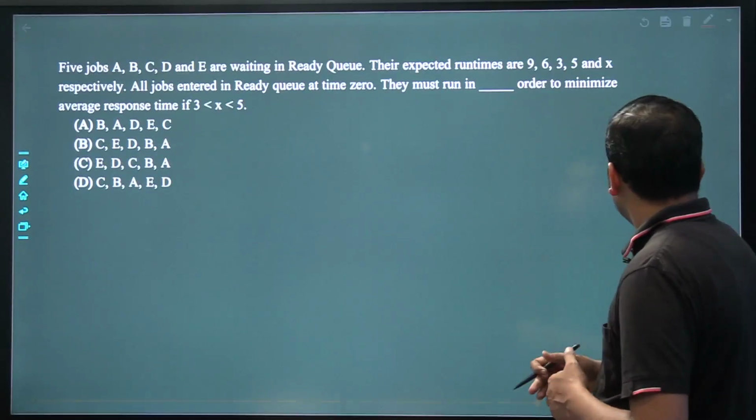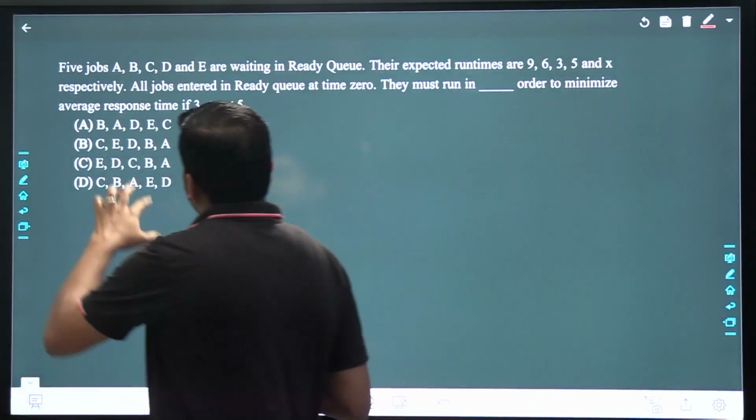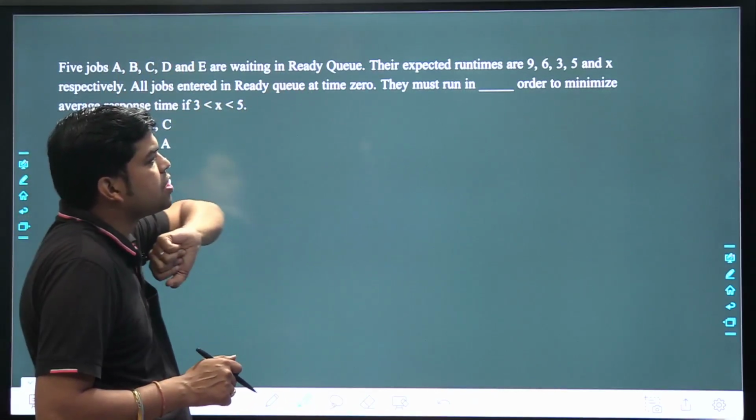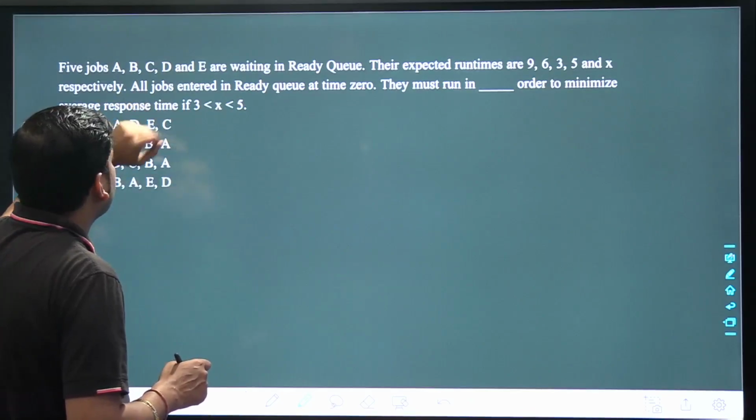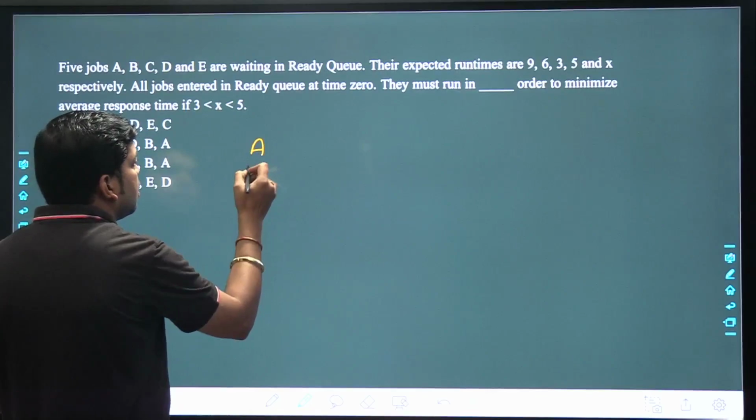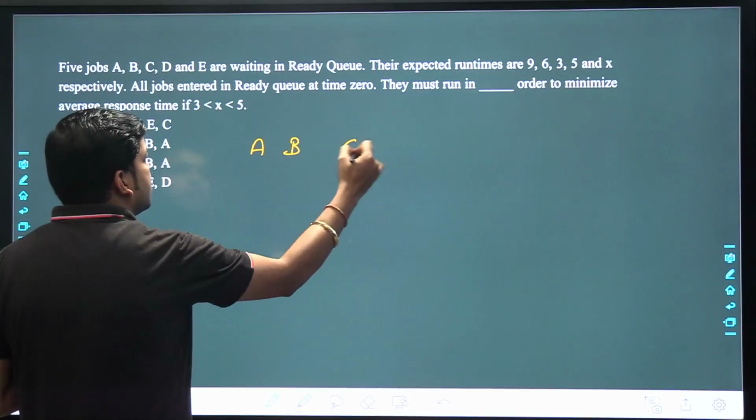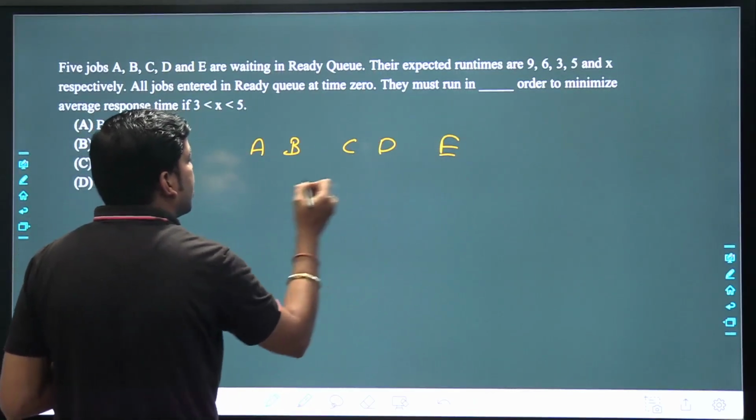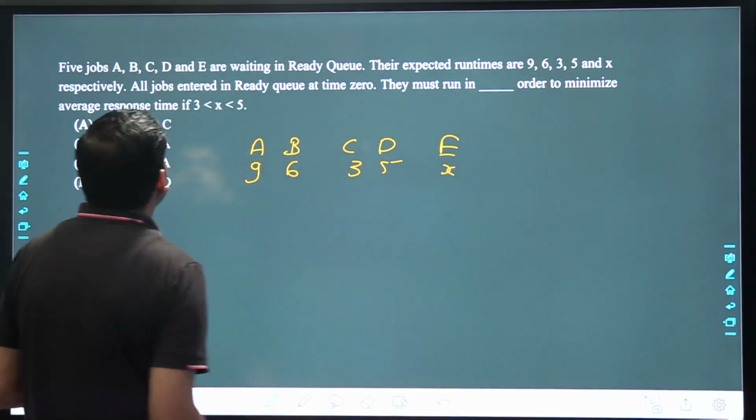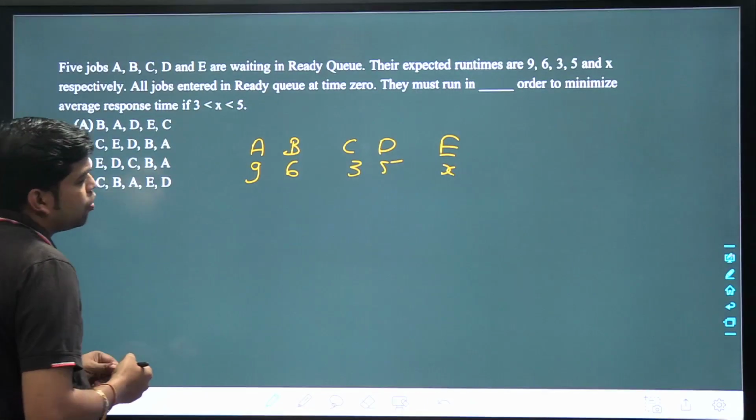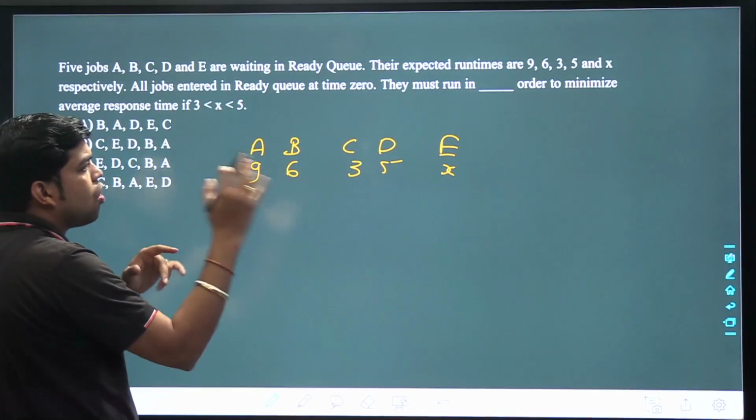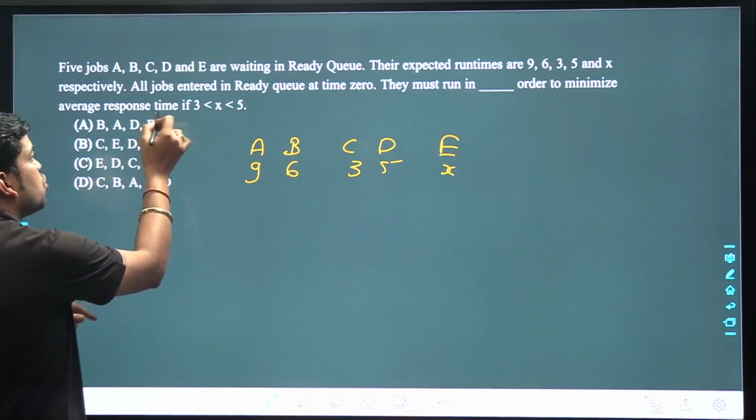Now the next question. Five jobs A, B, C, D and E are waiting in a ready queue. Their expected running times are 9, 6, 3, 5 and X respectively. All jobs enter the ready queue at time 0, all are present in the ready queue. They must run in which order to minimize the average response time?